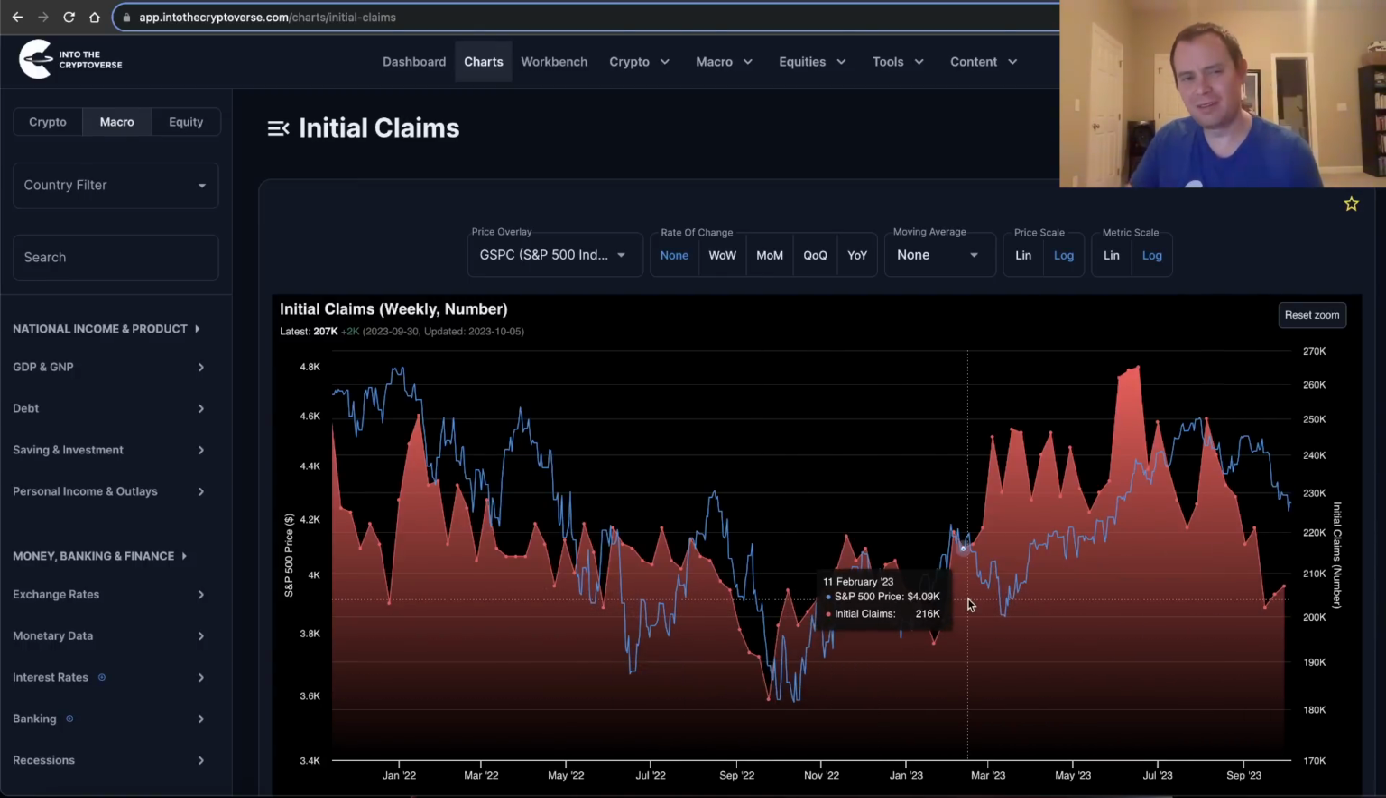And as long as the labor market remains this tight, the Fed's probably not going to pivot. But if it starts to show more signs of weakness, then certainly that could happen.